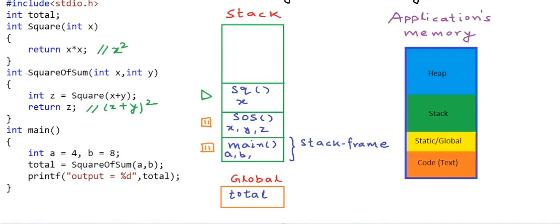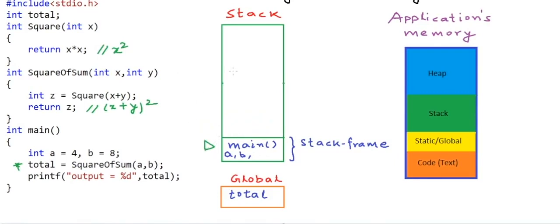Now when this method finishes, we will return back to this particular statement. As soon as square function will return, it will be cleared from the stack memory, and now square of sum function will resume. Once again, when square of sum finishes, the control will come back to this particular line. Line total is equal to square of sum, and main will resume again.